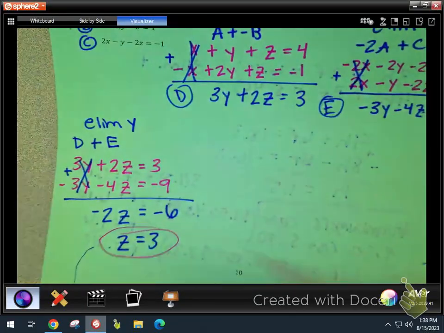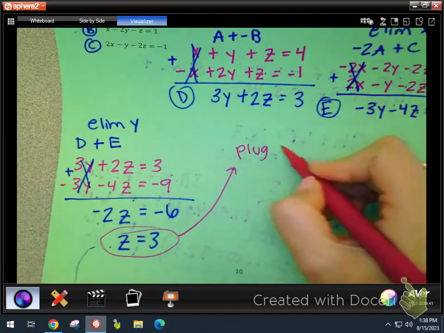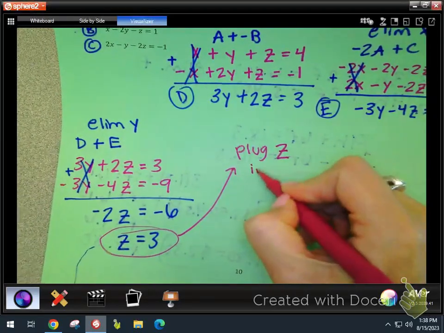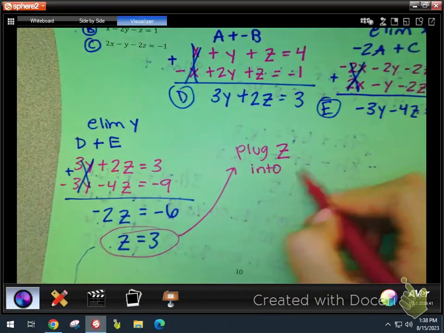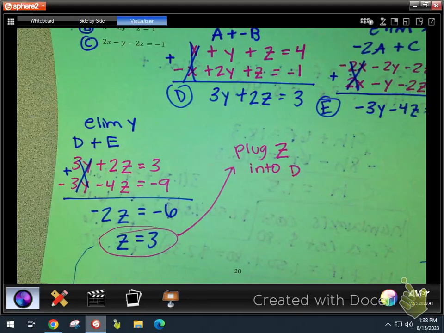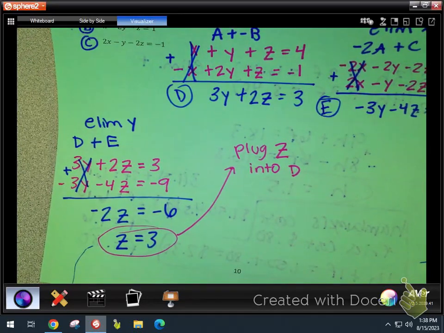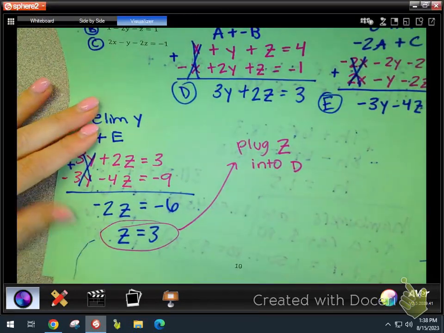So let's write a note of what we're doing. We're now going to plug z into equation D. And when we do that, we're going to be able to figure out y's value. And then we're ready to go back all the way to the top in the original and plug in two values and solve for the third. So do you see how it kind of unravels and then you go back up? That's what it reminds me of.